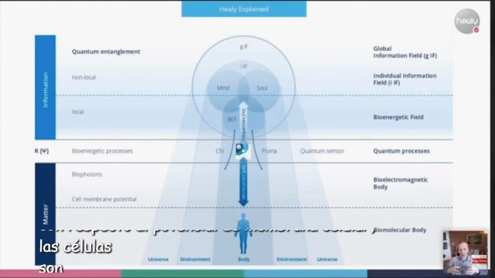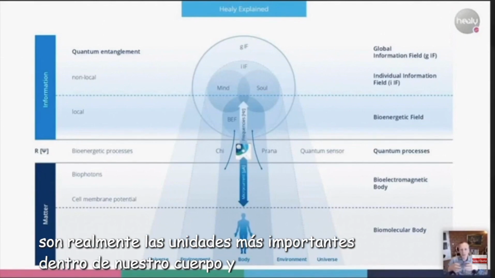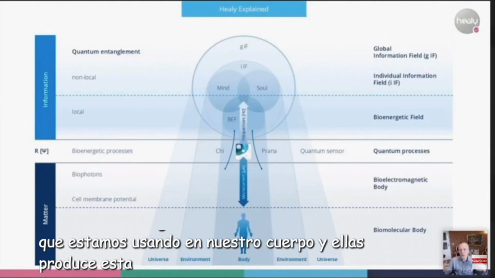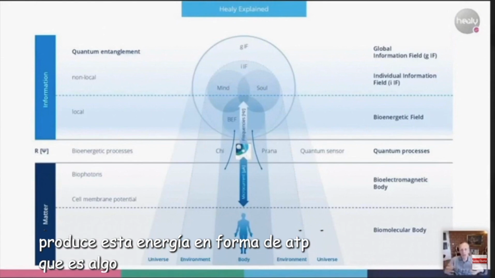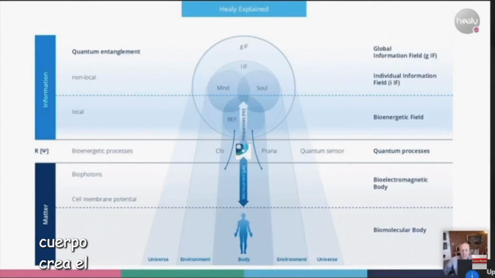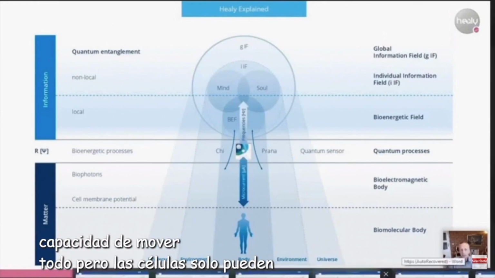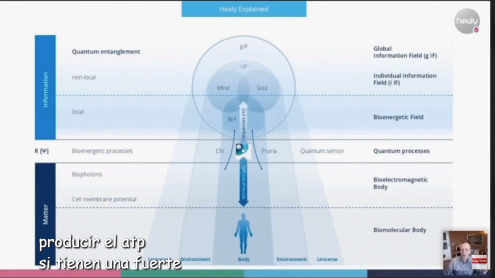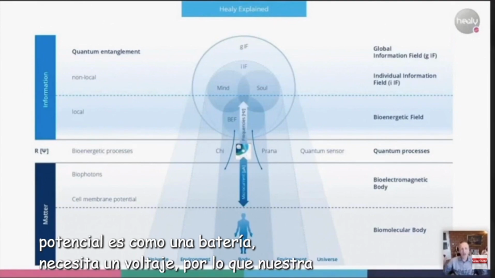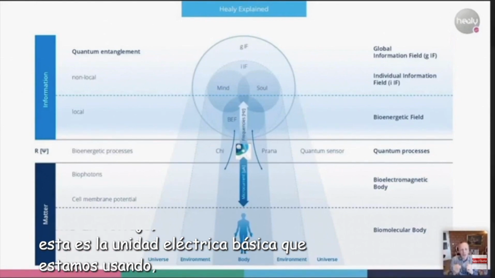The cells are really the most important units within our body, and the cells produce the energy which we are using in our body, in the form of ATP, which is something like the fuel of the cells, and thus becomes the fuel of the body. It creates the heat, it creates our ability to move, everything. But the cells can only produce the ATP if they have a strong electrical potential. It's like a battery. It needs a voltage. So our cell membranes have a voltage. This is the basic electrical unit which we are using.